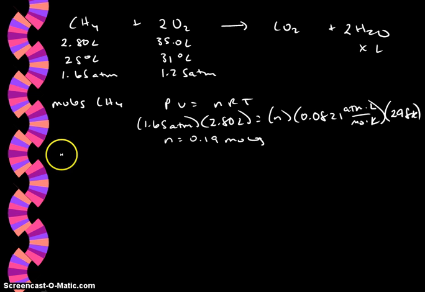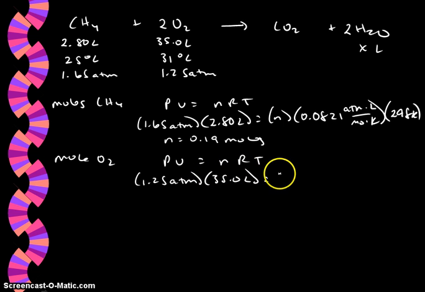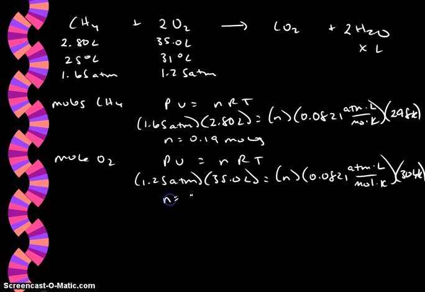We'll do the same thing for oxygen. PV equals nRT. So this time we've got 1.25 ATM, 35.0 liters. How many moles? 0.0821 ATM liter per mole Kelvin. And we'll add 273 to 31 to get Kelvin. So 304 Kelvin. When we solve for n, n will equal 1.8 moles.